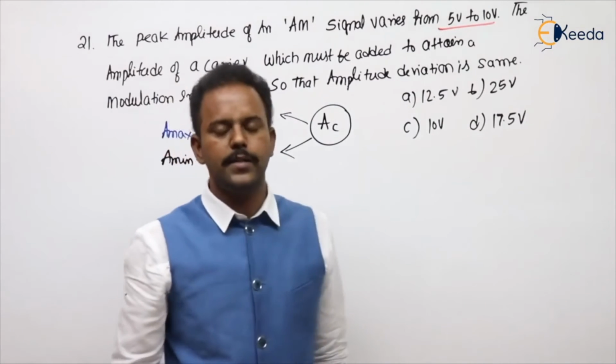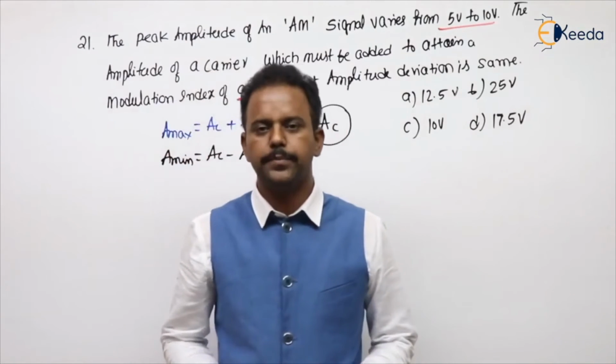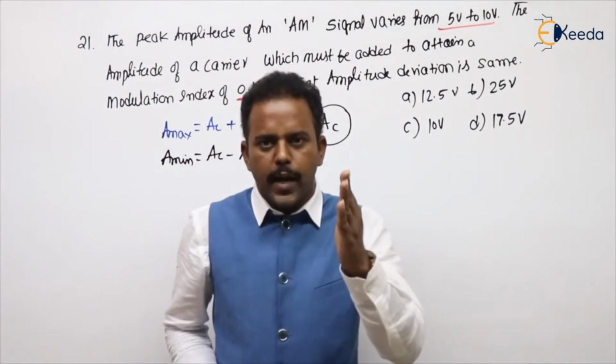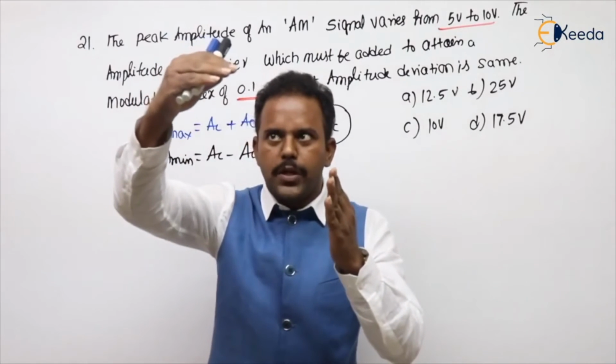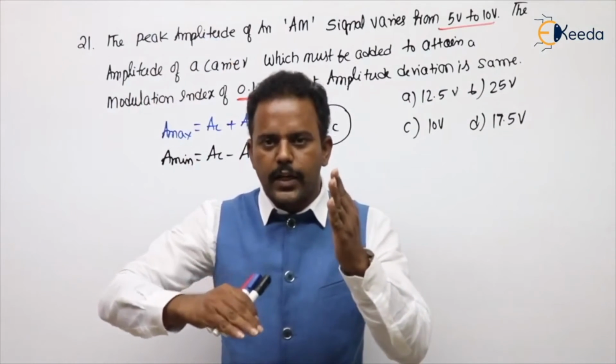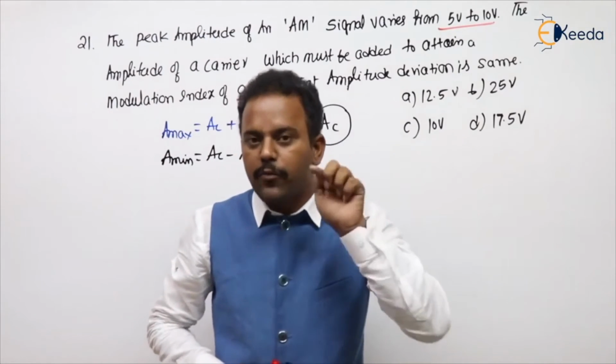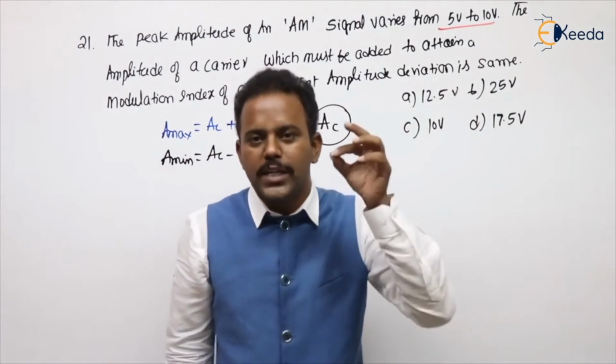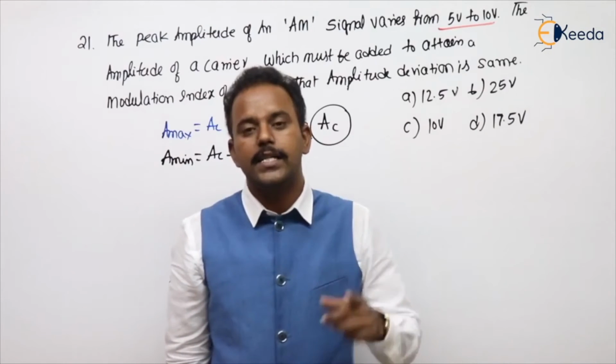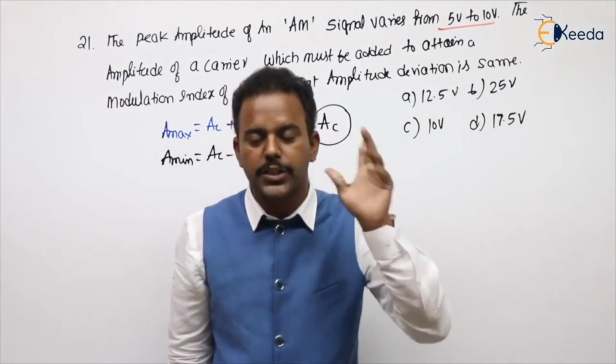Try to understand. Original carrier amplitude AC, maybe AC mu is adding or AC mu is deleting. So what is the maximum deviation from AC? How much it is varying from AC is called maximum amplitude deviation.